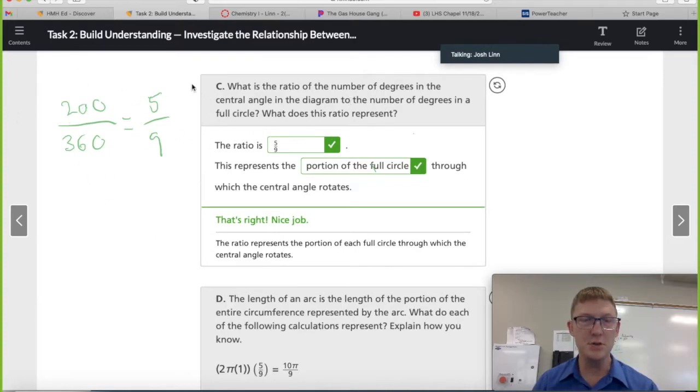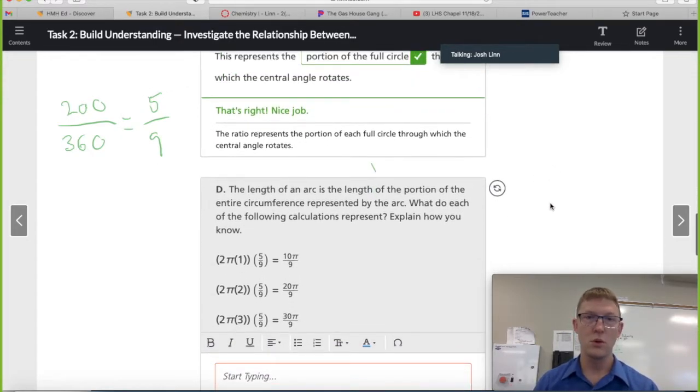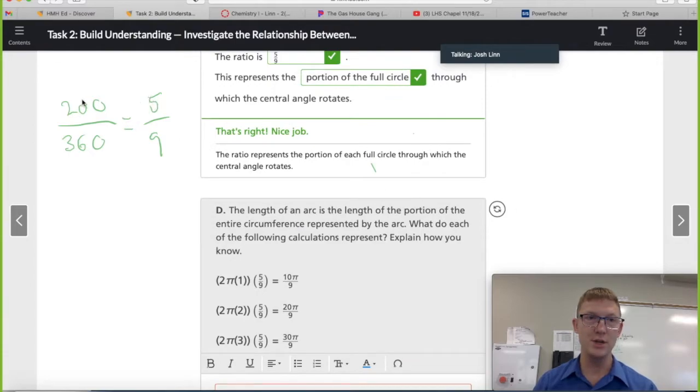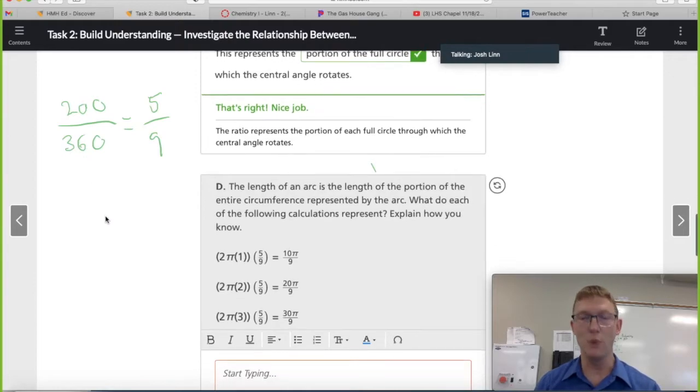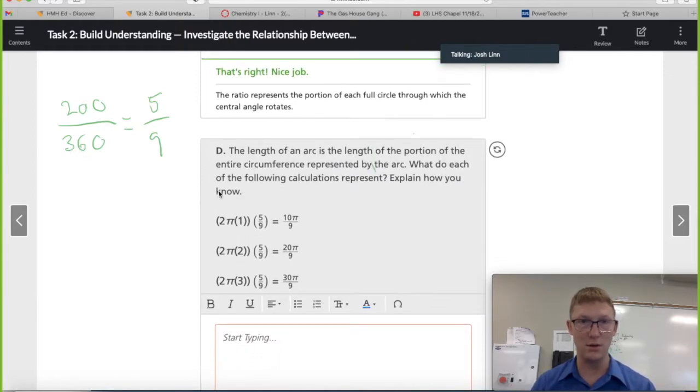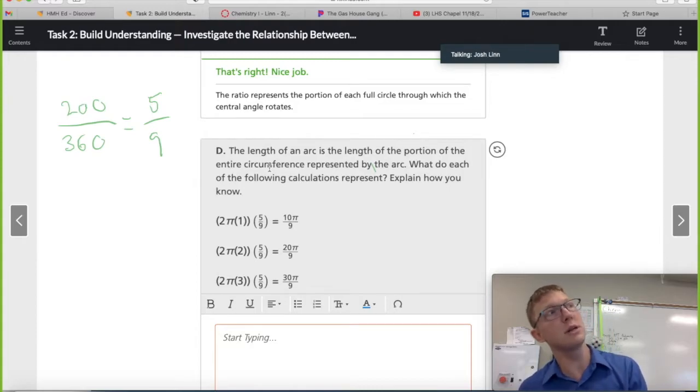So this ratio is kind of important. This ratio could probably help us figure out the arc length. If we have the ratio of degrees versus the full degrees of a circle, what about if we use the radius to then figure out the arc length? The length of an arc is the length of the portion of the entire circumference. So do you remember how to find the circumference of a circle? Yes, Mr. Lin, we totally do.